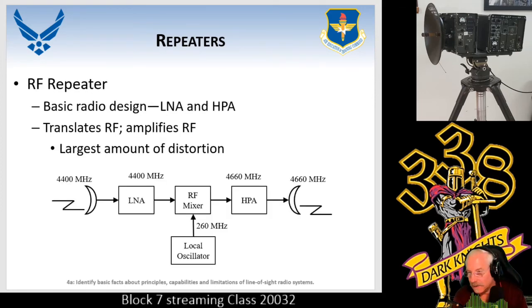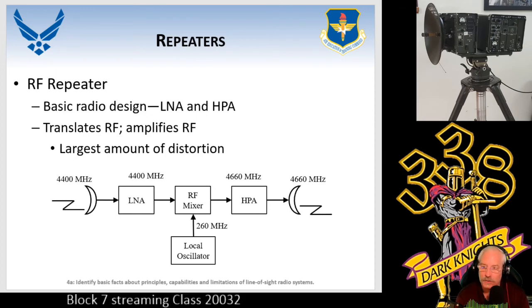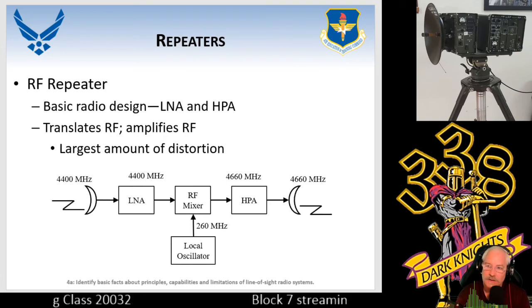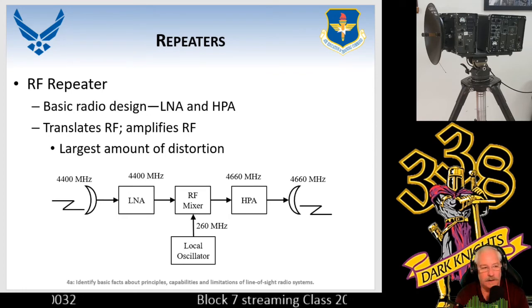So again, this one is on our C's and D's. You can see it. It shows you everything you need to know. There are two things that we must have, and it does it. First one is frequency translation or conversion. What does that mean? I'm going to change the receive frequency to a different frequency in transmit so they don't interfere.